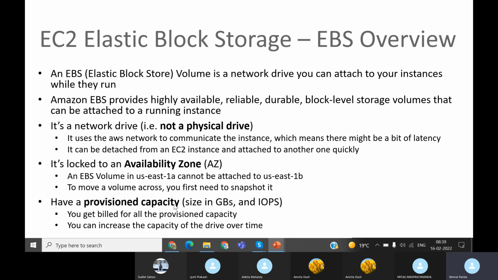You have a provisioned capacity, size in GBs and IOPS. So you will have two things: the size and the input output per second, the performance of your volume. You get billed for all the provisioned capacity. You can increase the capacity of the drive over time. So whenever you want, you can increase the capacity. So vertical scaling option is there. You can scale your capacity.